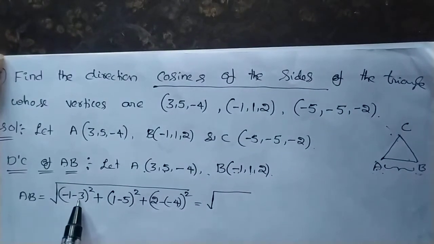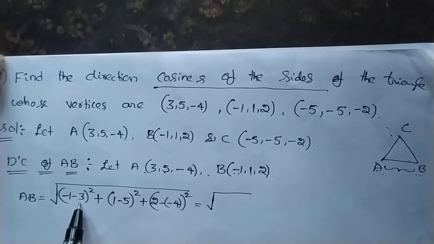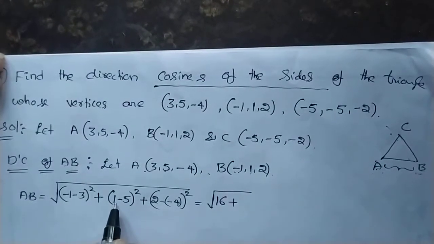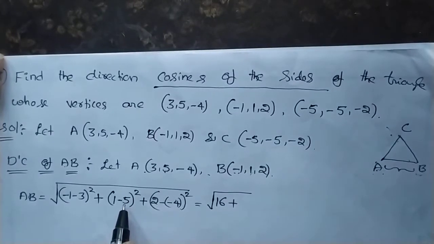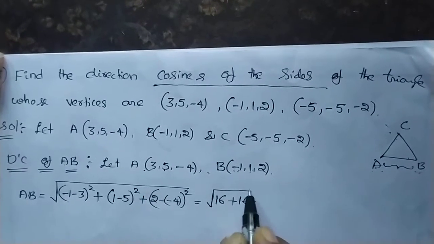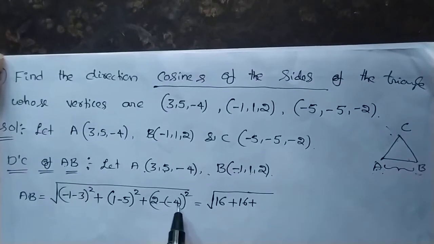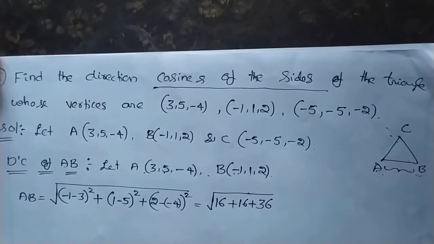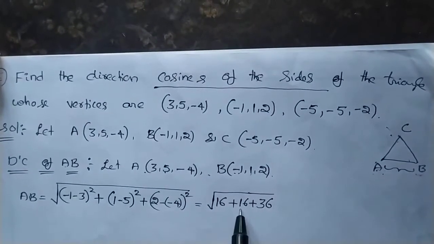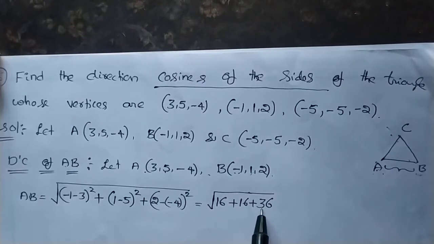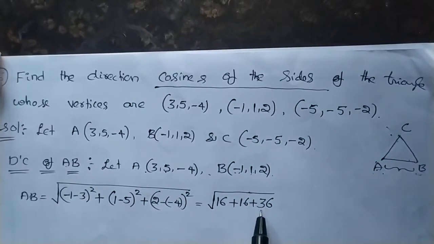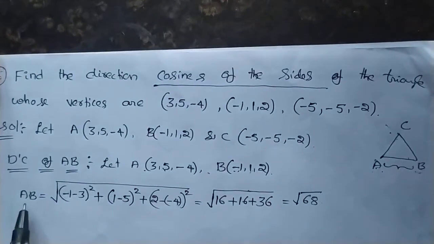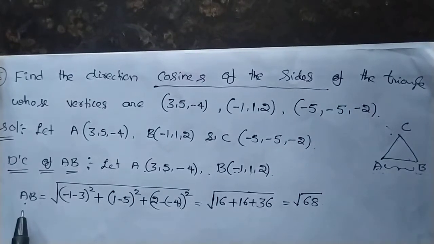-1 -3 is -4 whole square. That means how much? 16. Okay, 4 square is 16. 16 plus 1 minus 5 whole square is how much? 1 minus 5 is minus 4, minus 4 whole square is 16. 16 plus next 2 plus 4 is how much? 6. 6 square is 36. Okay, 36. Now 16 plus 16 is 32. 32 plus 36 is how much? 68. Square root of 68. It is the distance between the points AB.